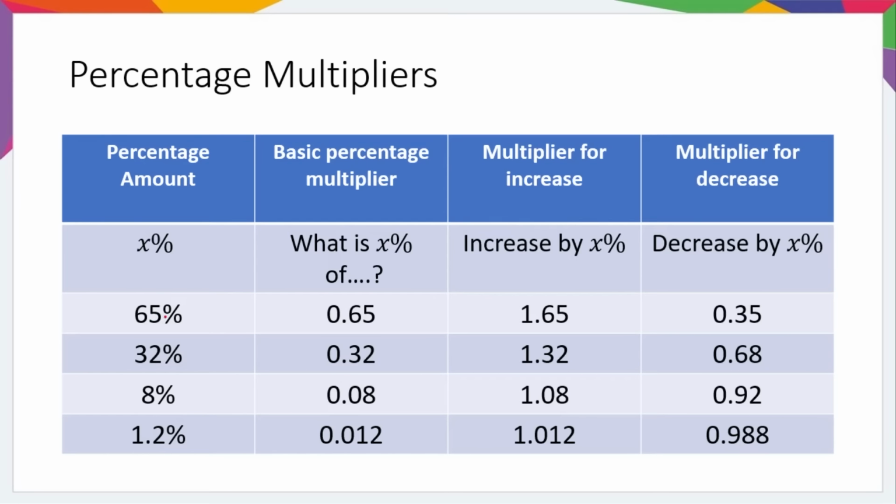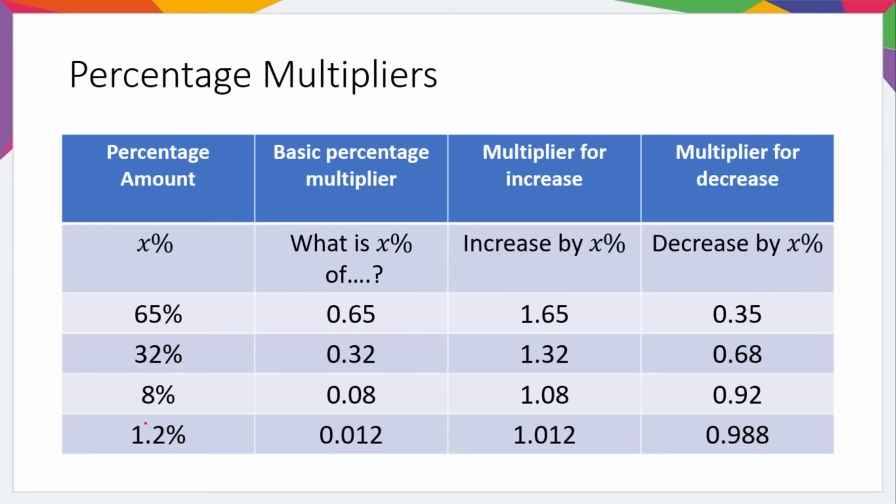So 65%, the multiplier 0.65, 32%, 0.32. So if it's a two-digit percentage number, it's dead easy. All you need to do is just chuck a 0 and a decimal point in front of it. 8%, be careful when it's a single digit percentage number. It's not 0.8, because that would be the basic percentage multiplier for 80%. 8% is 0.08, and 1.2% is even more complicated. They can be really tricky when it's a percentage amount which is a decimal less than 10%.